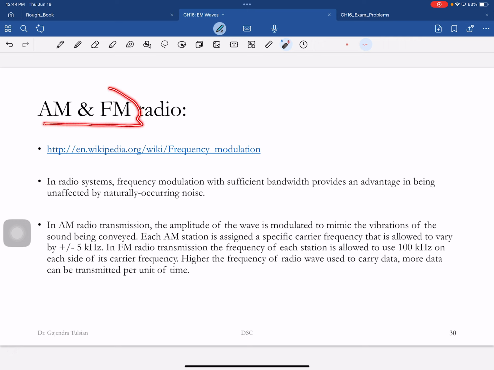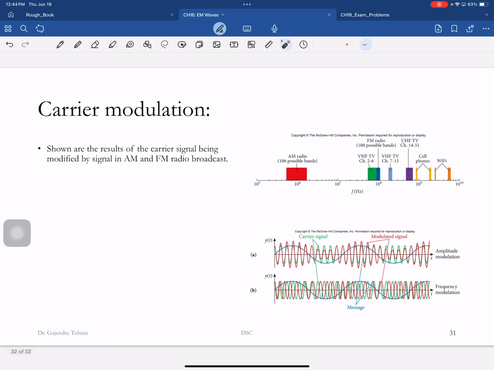What is AM and FM radio? Amplitude modulation, frequency modulation. So here's what goes on. Here's the carrier signal. The green is the carrier signal, and the blue is the message. The carrier signal has a much higher frequency than the message. So you combine the carrier signal and the message, and you see the amplitude of the carrier signal is being changed. And that is amplitude modulation.